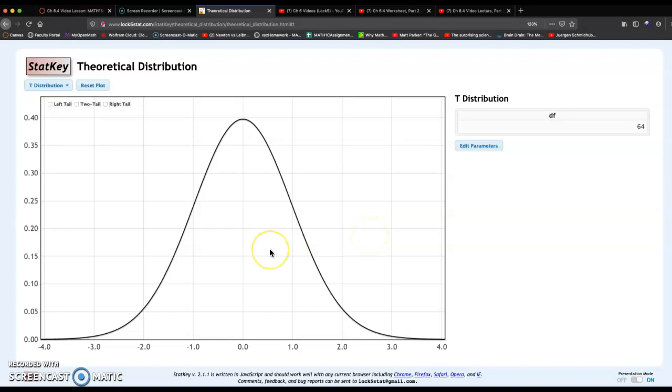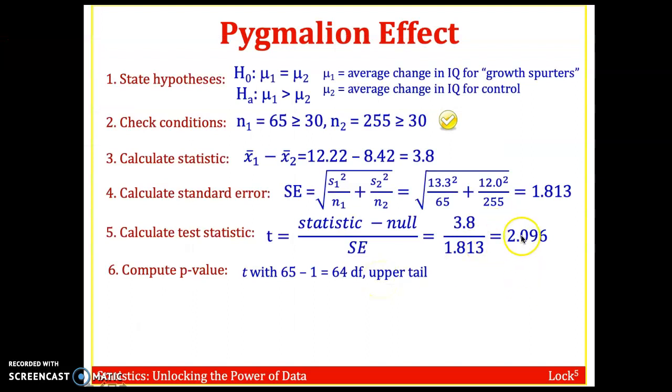The way I have it set up, we're going to do a right tail test because my test statistic is positive. It would also be appropriate if you switched these two groups and got a negative 2.096. That would be lower tail. But in this case, we're doing upper tail.